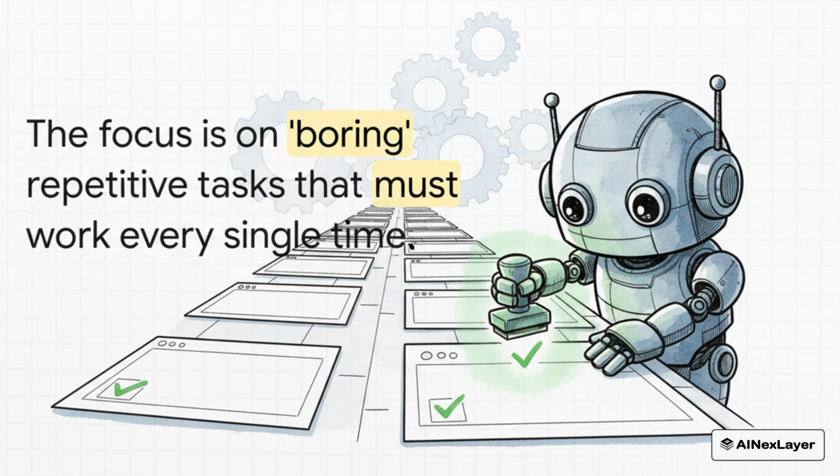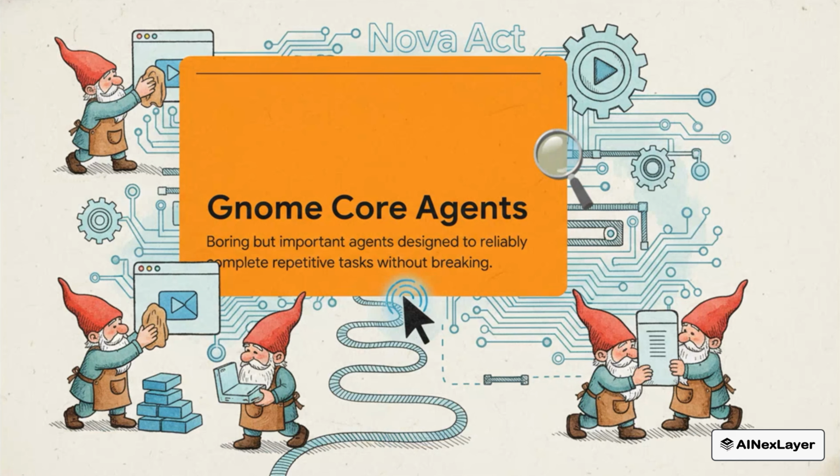These aren't flashy, but they're the tasks that eat up so much time, and they absolutely have to work every single time. And Amazon has this great term for this idea: gnome core agents. I love this because it perfectly captures what these are: diligent, hardworking little agents designed to just reliably do their job. They execute these well-defined, business-critical tasks over and over again without breaking. It's just a perfect metaphor for that dependable, behind-the-scenes automation that makes a developer's life so much easier.